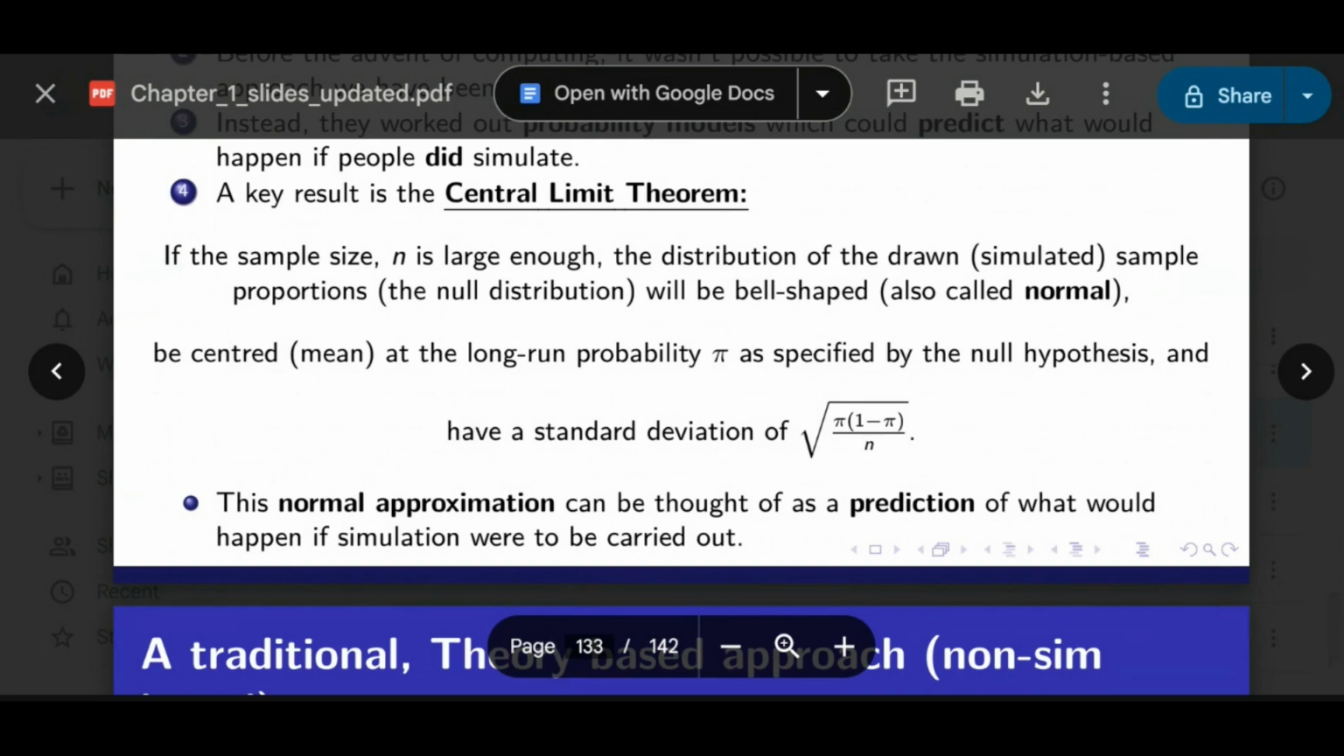Do you see what this formula is? Pi, 1 minus pi over n. Please look at it carefully. I have students who think this is an n, this is also an n, and then they cancel these two. Please don't do things like that. This is not an n, this is pi.